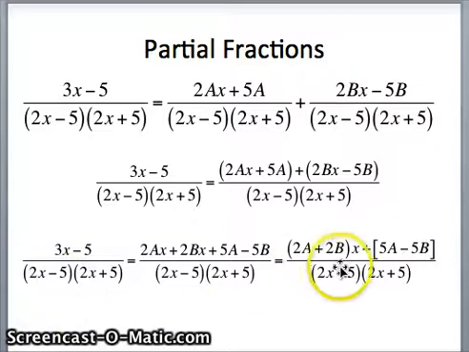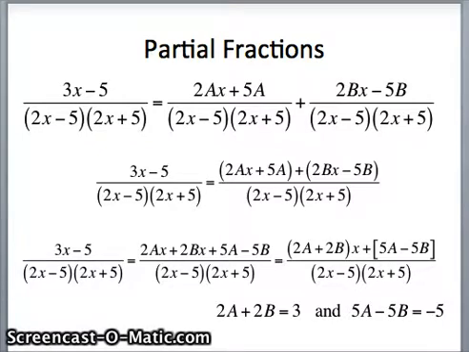Look at the first and the last fraction. Something x plus something over here, something x plus something. The coefficient of x here is 2a plus 2b. Coefficient of x here is 3. Therefore, 2a plus 2b has to be 3. In this case, the constant term 5a minus 5b has to match the constant term here, negative 5.